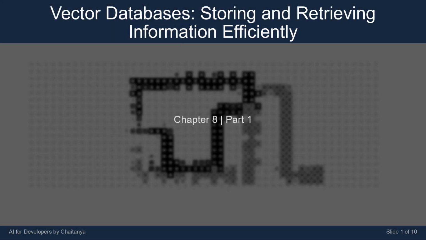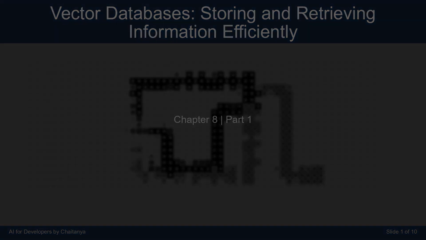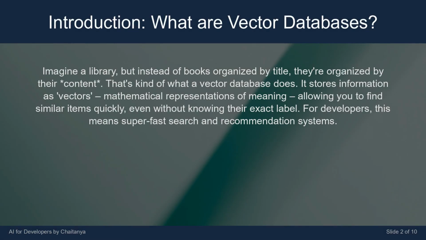I'm Chaitanya. Today's lesson is titled Vector Databases. Storing and retrieving information efficiently. Imagine a library, but instead of books organized by title, they're organized by their content. That's kind of what a vector database does. It stores information as vectors, mathematical representations of meaning, allowing you to find similar items quickly, even without knowing their exact label. For developers, this means super fast search and recommendation systems.